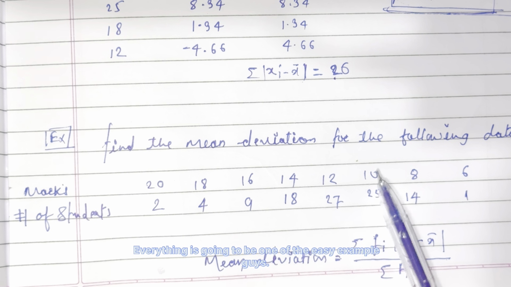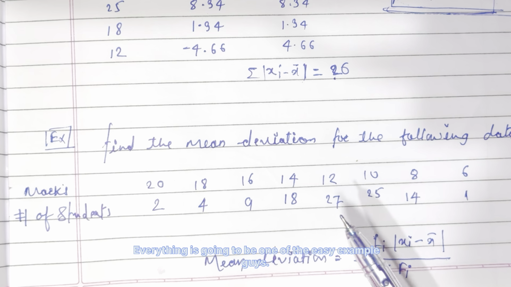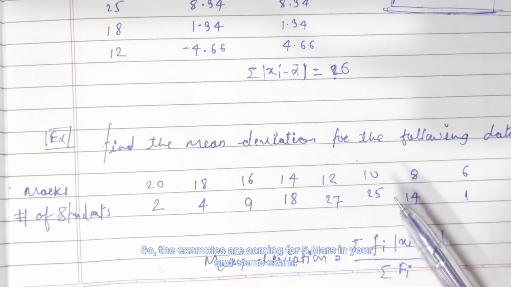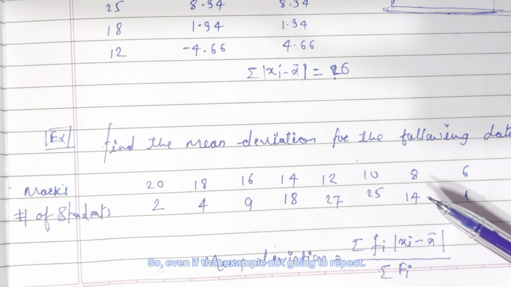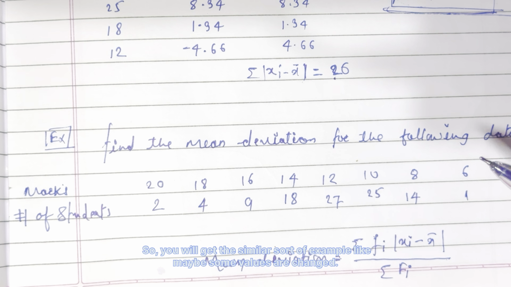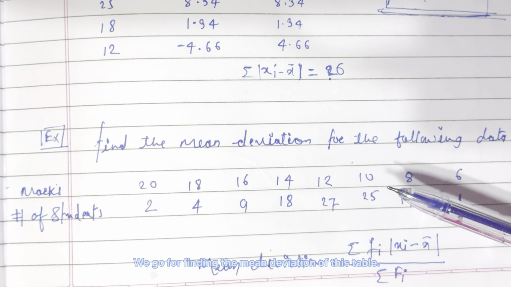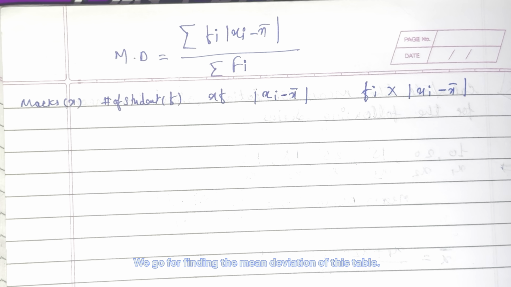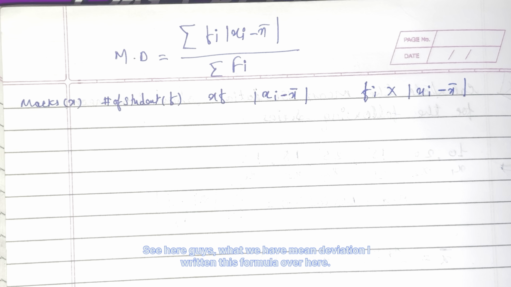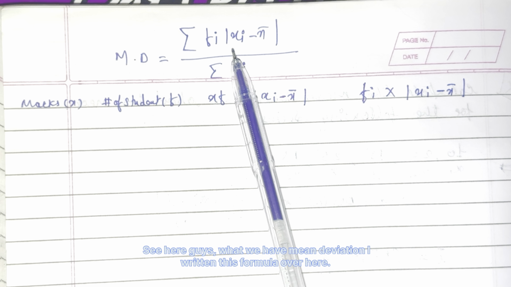It's going to be one of the easy examples, guys. Such examples come for 5 marks in your END-SEM exam. Even if this example does not repeat, you will get a similar sort of example, maybe with some values changed. Okay, so let's start today's solution. We go for finding the mean deviation of this table. See here, guys, I have written the mean deviation formula over here.